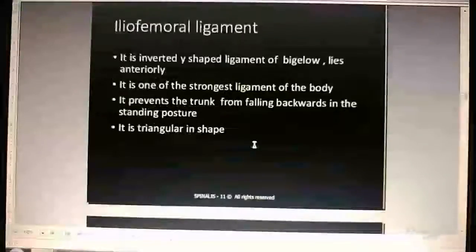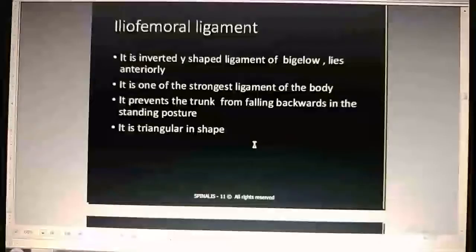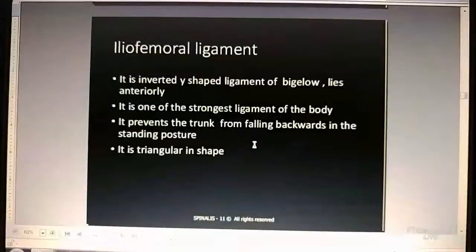Second, the iliofemoral ligament is the strongest ligament of the body. It is an inverted Y-shaped ligament. It lies anteriorly. It is the strongest ligament of the body. It prevents the trunk from falling backward. It is triangular in shape.